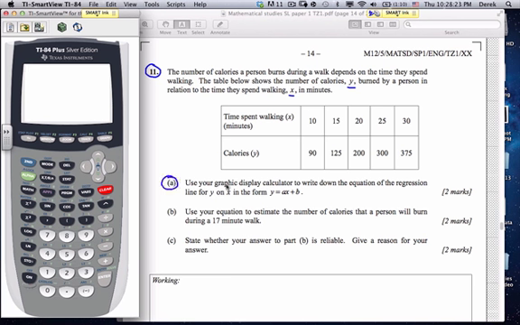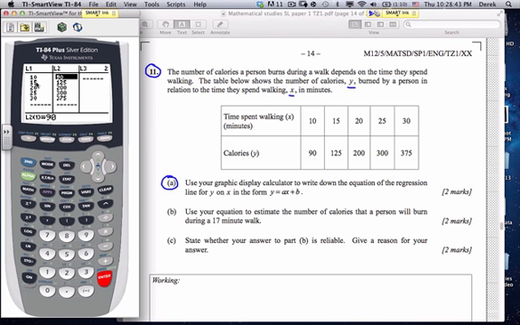A. Use your graphics display calculator to write down the equation of the regression line for y on x in the form y is equal to ax plus b. So we're going to need to put this data into our calculator, and to do that we go to Stat and we go to Edit and we put it in.